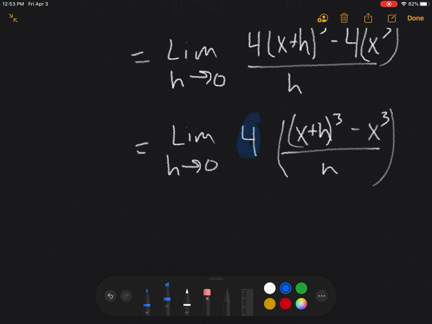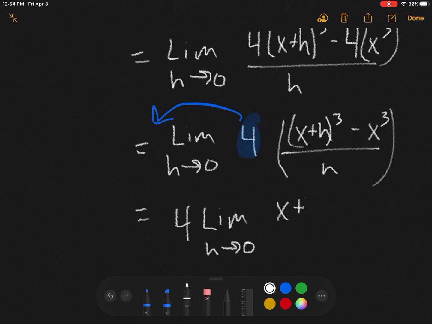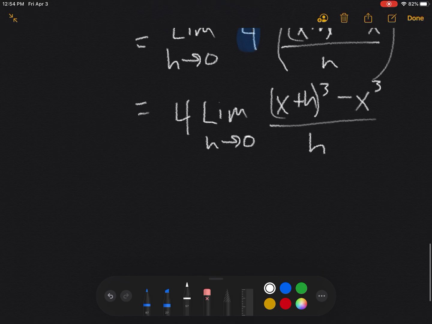And then here I can use my constant multiple law to actually bring this out like so. So I get 4 times the limit as h goes to 0 of x plus h cubed minus x cubed all over h. And now what I have here is the definition of the derivative. So this is 4 times the derivative of x cubed.